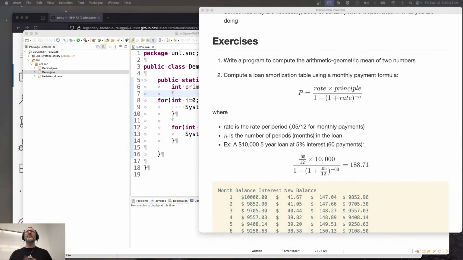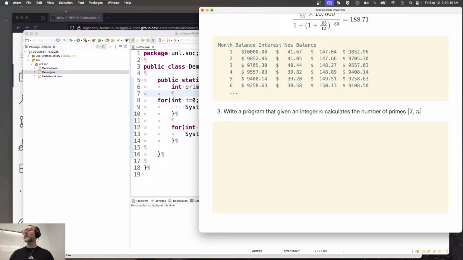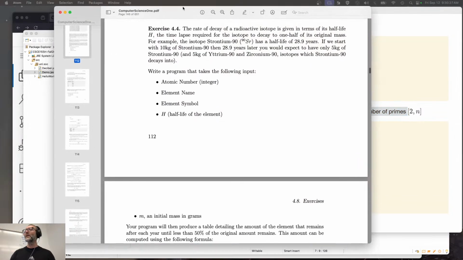So today we're just going to continue on as many exercises as we wanted to do. I had already put on two other exercises here of computing a loan amortization table, but I'm doing that right now in the main section. So if we wanted to skip that one and you wanted to watch those videos instead, or write a program that, given an integer, calculates the number of primes between 2 and n. Or I've got an entire book full of them here, and we can do other things depending on your interests.